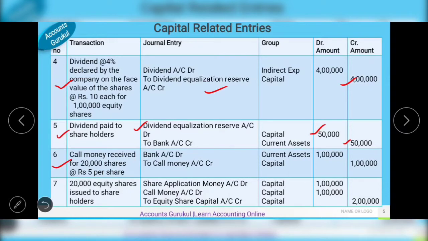Now the next one is that call money received for 20,000 shares at the rate 5 per share. So 20,000 jo humne shares hai, uske against money we have call money received. So to hum logo ne shares issue nahi kiye hai, we have just asked to deposit and queue the money for that. To uska jo shares hai, that 5 rupees per share, then 5 into 20, it's 1 lakh. The bank, kyunki money aaya hua hai, so we have to do the bank account is debit, and second to call money account, that's a capital account, it's 1 lakh debit and credit 1 lakh.